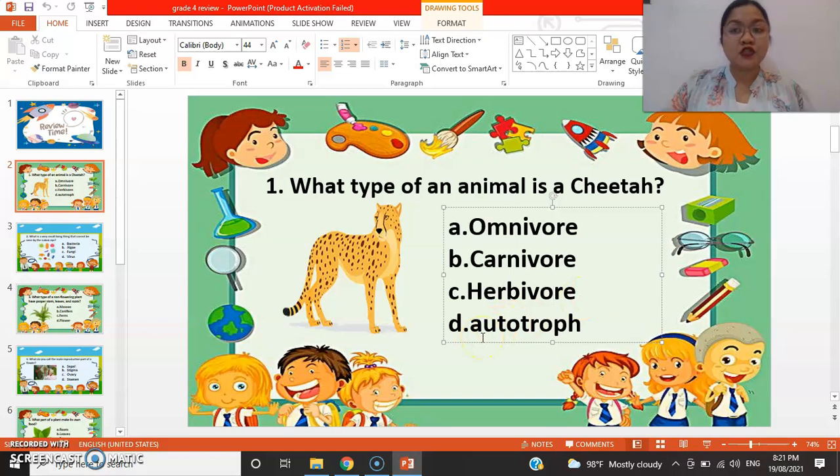D, autotroph. Again, when we say omnivore, animals that eat plants and meat. Letter B, carnivore, animals that eat meat only. Letter C, herbivore, animals that only eat plants. And when we say autotroph, these are living things that can make their own food.